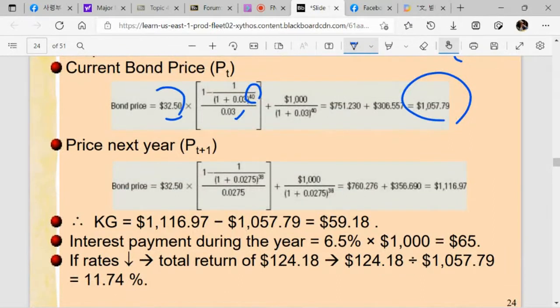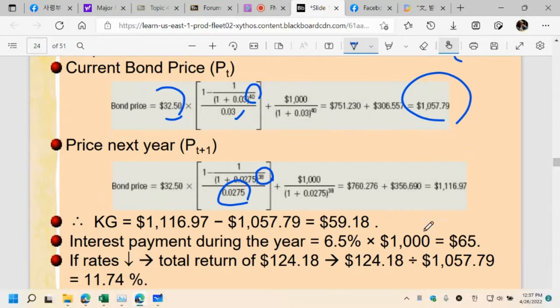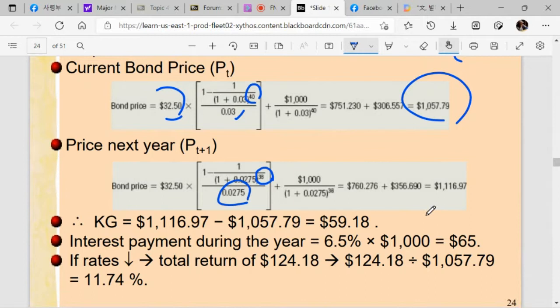But then next year, think about it. This is half your coupon payment, right? $65, half of that. The rate will change to this, 5.5 divided by 2, right? And because there will be 19 years left, meaning 38 semesters, what's going to happen? This is the price.